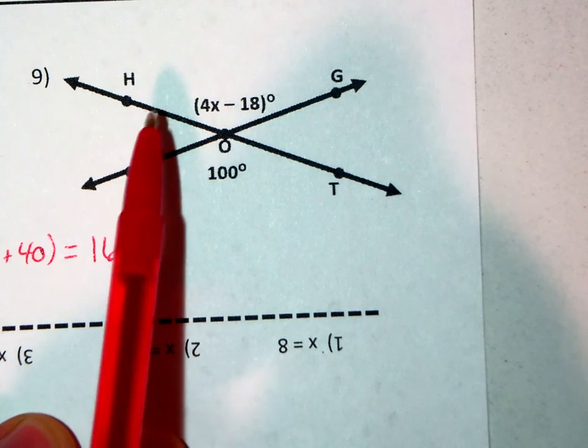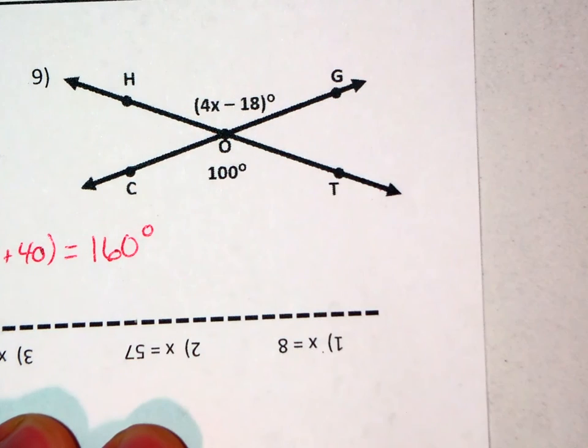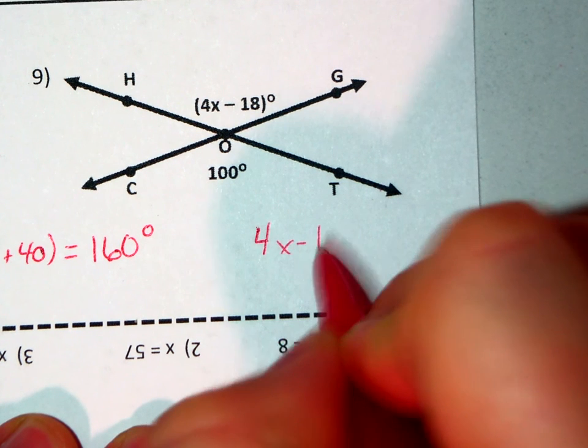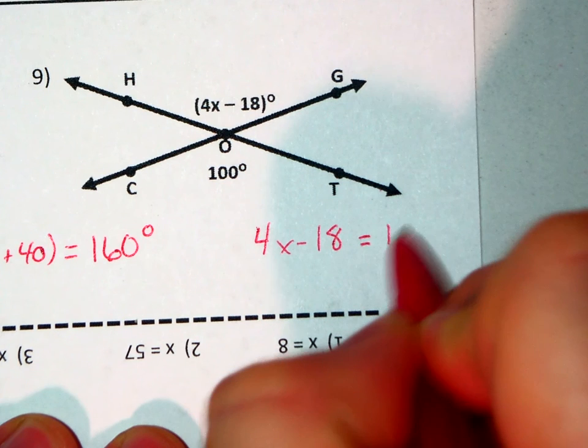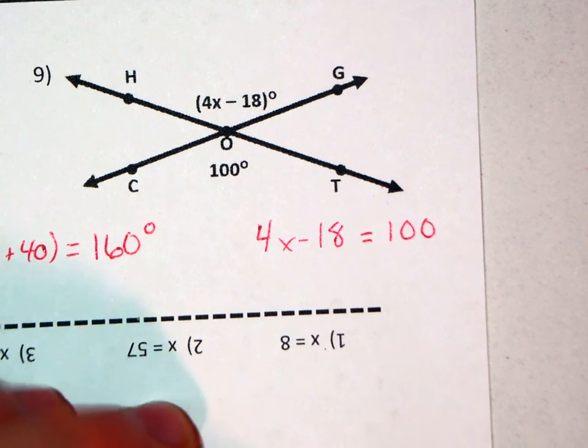Number 9. Here we have a pair of vertical angles. And we know that vertical angles are always congruent, so we could say that 4x minus 18 is equal to 100. Now again, we have a two-step equation. You simply solve for the x value, and we will check your answers tomorrow in class.